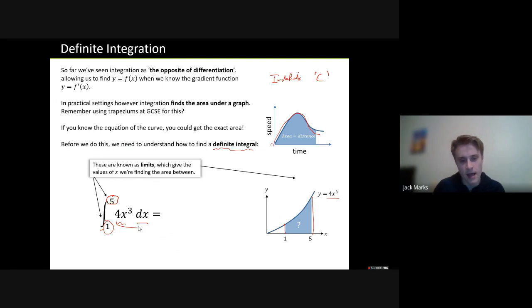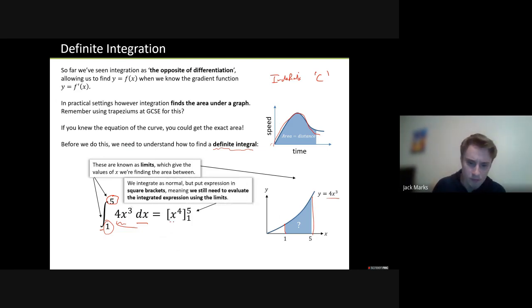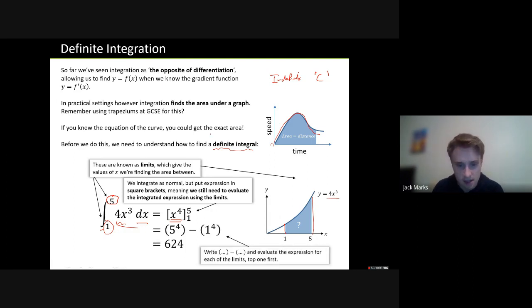How do we handle this differently? Well, it's pretty similar. There's just one extra step. So we integrate as we did before, and we'd get x to the power of 4. We write this in square brackets to show that we have integrated, and then we put the limits on the right-hand side. So we say 5 and 1. Now, what do we do with this? Well, we take this when the 5 is put in, so you have 5 to the power of 4, and then we do the same again with the 1. You put this in brackets because sometimes the bit inside brackets can get quite complicated. And then we subtract them.